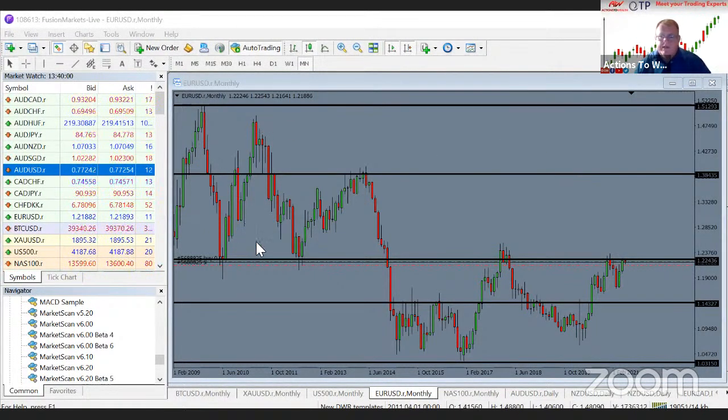So one of the things that really interests me as a currency trader to know is, look how quickly, when it gets away from the middle, how quickly and directly it comes back to the midpoint.